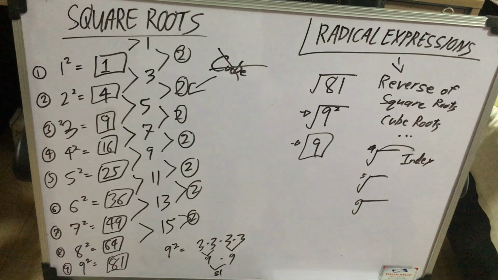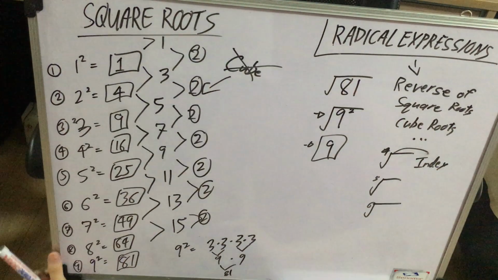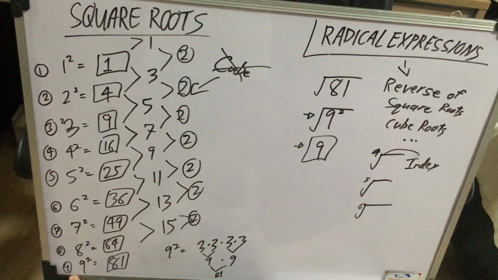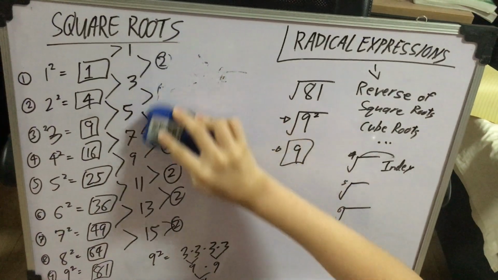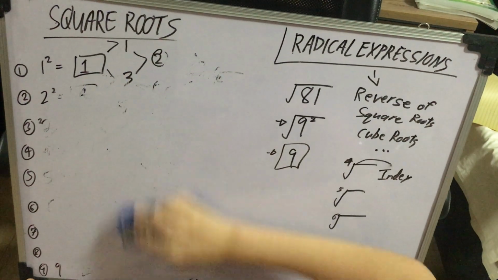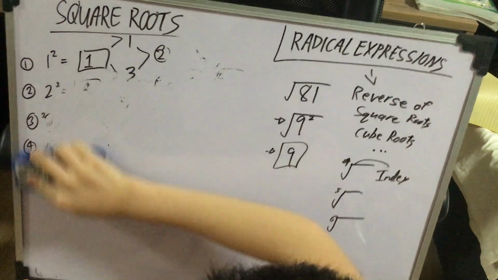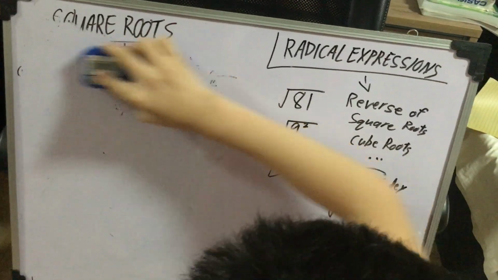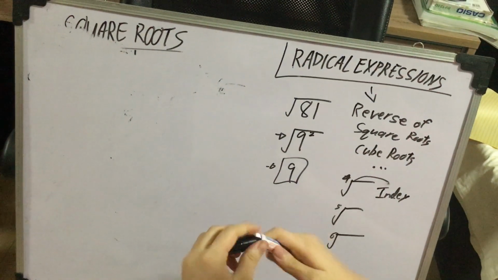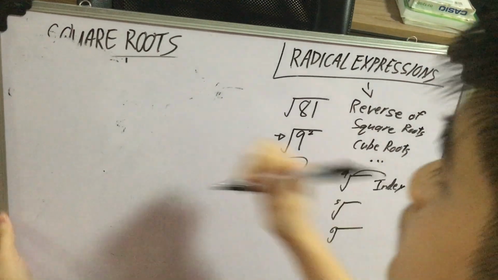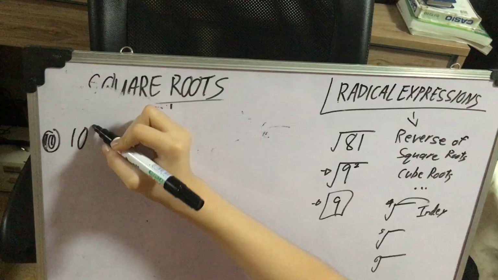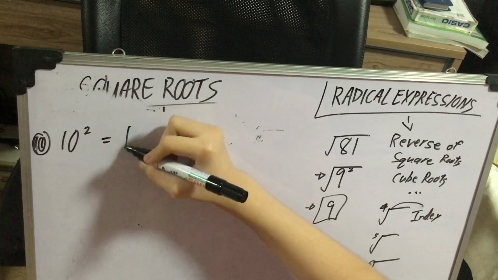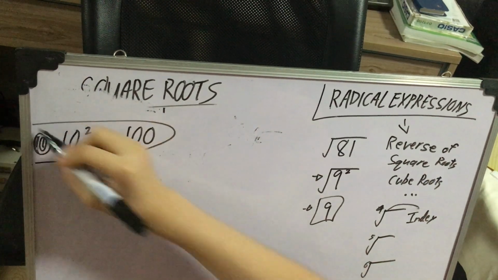Let's make some examples. Without looking at these, if you want to pause the video, memorize all these, feel free to do so. Number 10, 10 raised to 2, would be 100. I'll leave this as a clue.